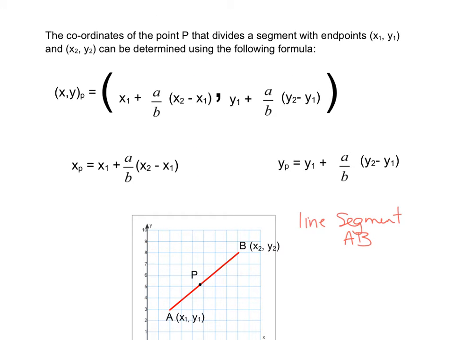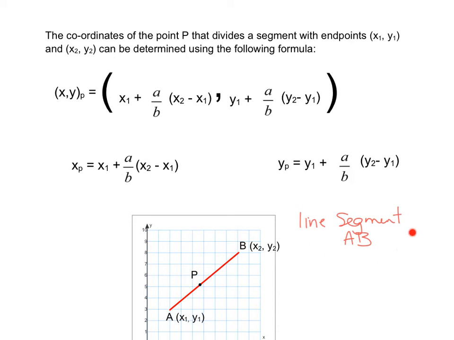Now to find the coordinates of that point P that's dividing our line, we use this formula here. This is how we find the x coordinate of that point, and this is how we find the y coordinate of that point. So x1 is expressed here. You can look at this diagram below to help you. x1 is the x-coordinate of the endpoint I'm starting from.